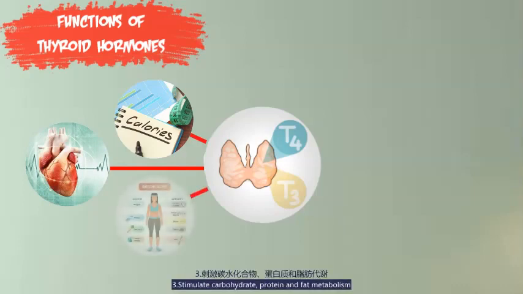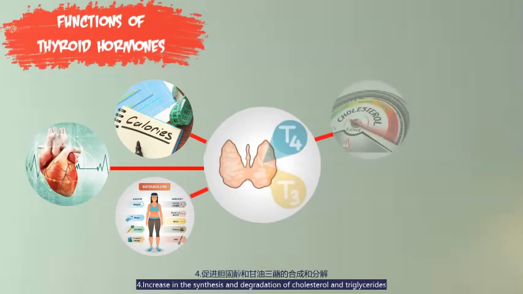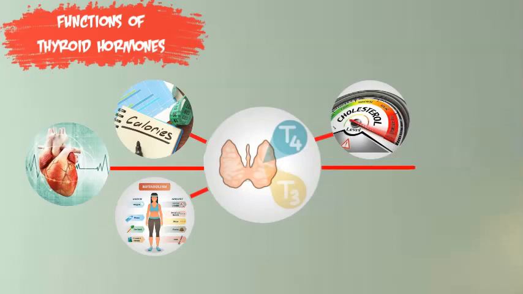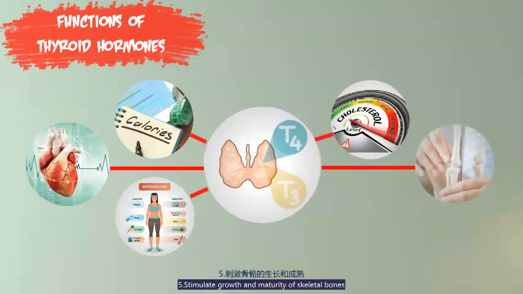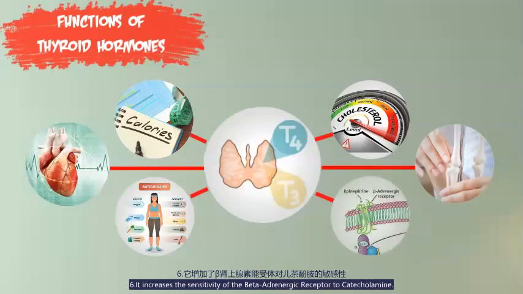3. Stimulate carbohydrate, protein and fat metabolism. 4. Increase the synthesis and degradation of cholesterol and triglycerides. 5. Stimulate growth and maturity of skeletal bones. 6. It increases the sensitivity of the beta-adrenergic receptor to catecholamine.